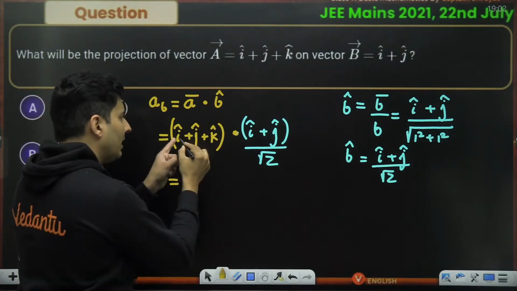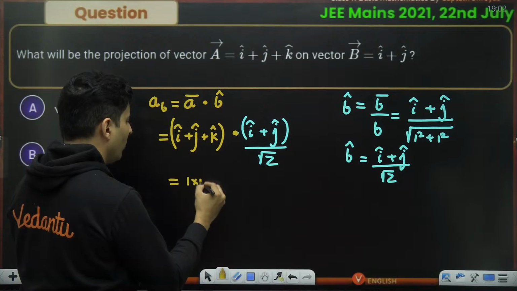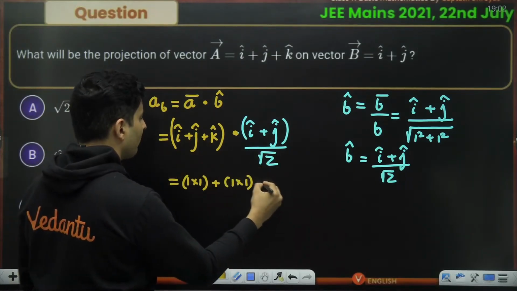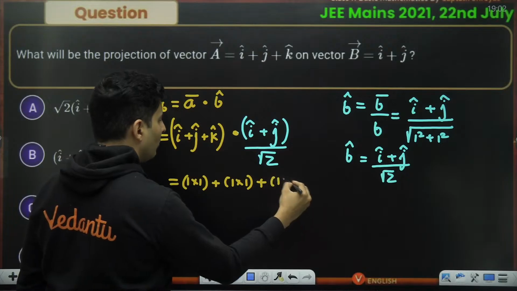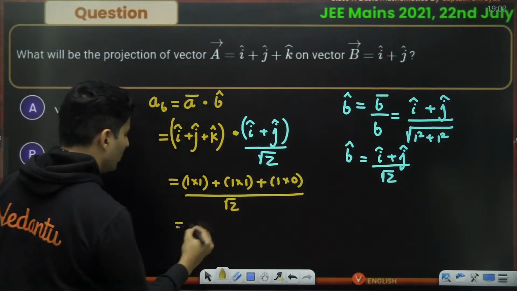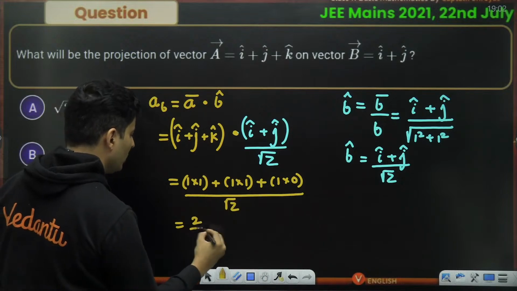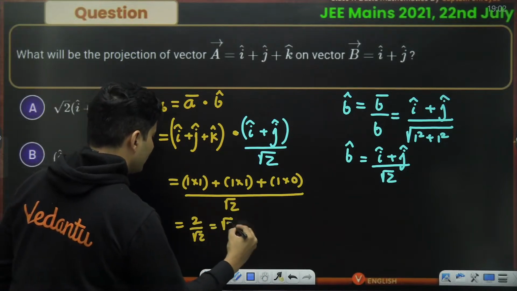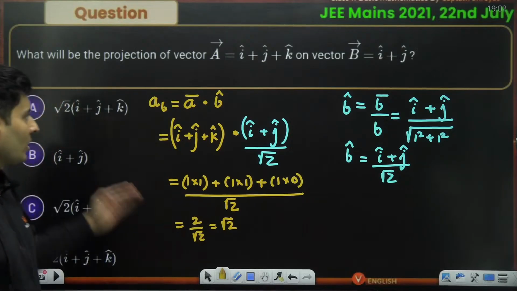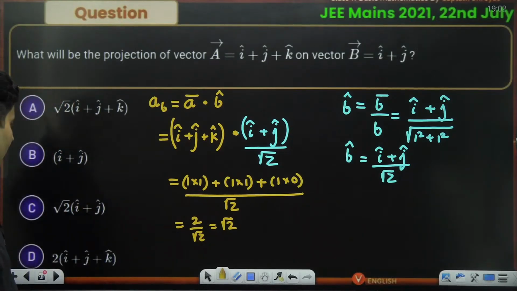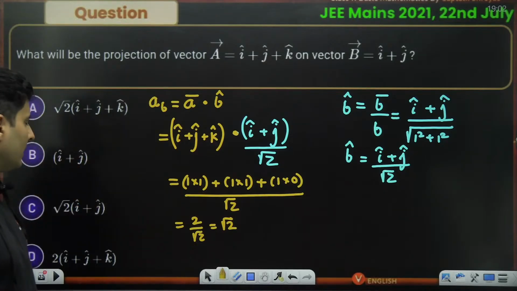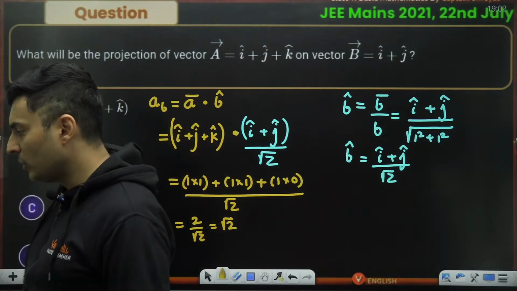And that is dot producted as it is. So I will multiply with I into I is 1 into 1 plus J into J means 1 into 1. K has nothing to multiply, so 1 into 0, that's it. Whole thing divided by root 2. This is 1 plus 1, which is 2, divided by root 2, which is simply root 2. So magnitude wise, it is root 2. Till this point, absolutely clear.